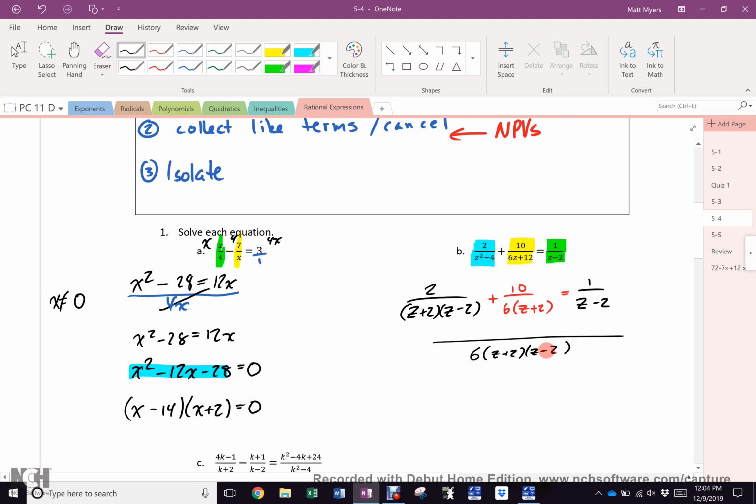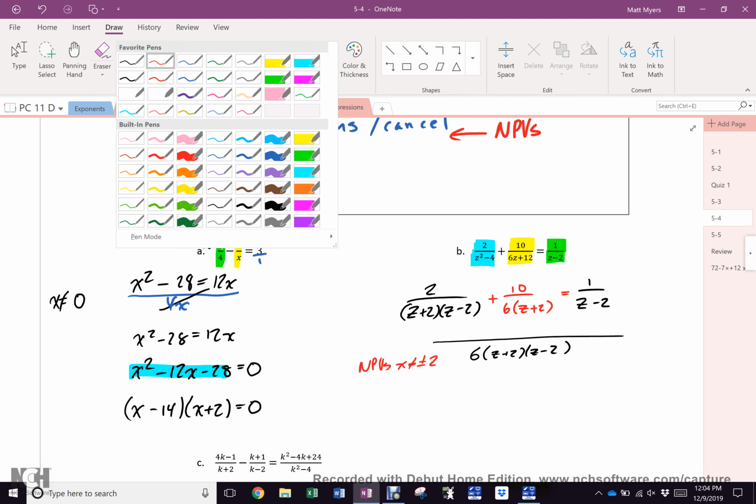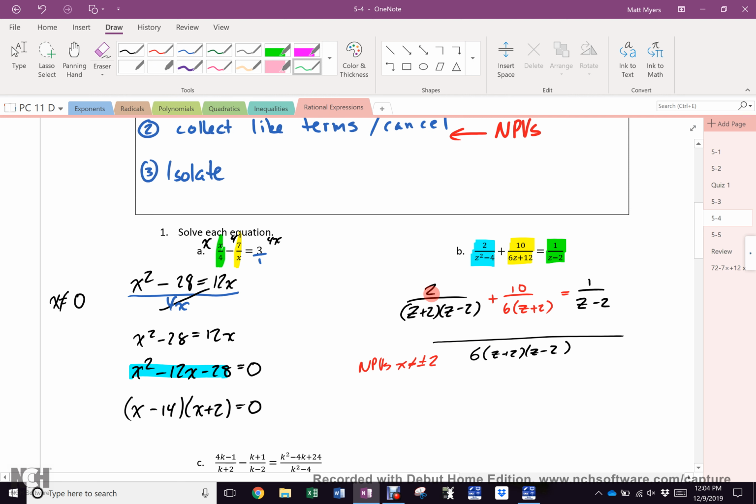What do I check right now? What are they? Plus or minus 2. Anything else? No. What did this guy need? Why did this guy need a 6? Because he's got the z's. 6, 12, plus. What did this guy need? Z minus 2 to get 10z minus 20. I don't need to worry because it's a positive there, yes?